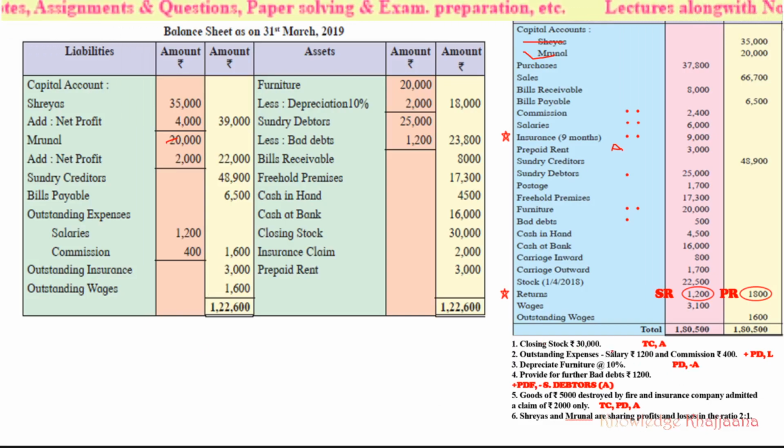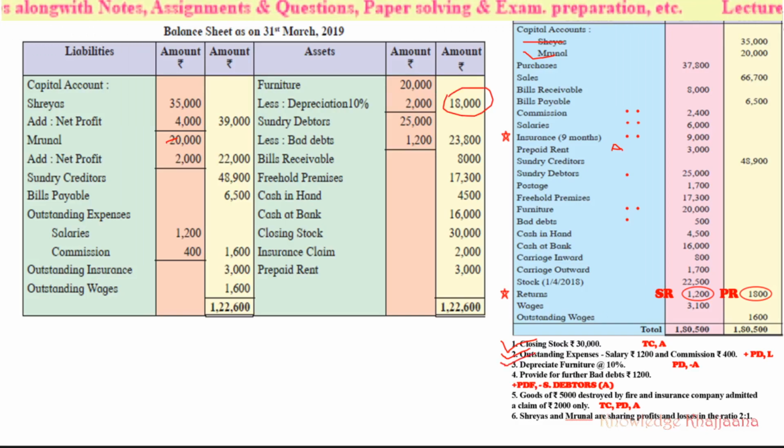Then closing stock, second adjustment, 30,000 will come to the balance sheet asset side. Closing stock rupees 30,000, so its second adjustment also we have completed. Then outstanding expenses, salaries and commission 1,200 and 400, that second adjustment completed. Depreciation on furniture, so 2,000 was the depreciation amount that we have to deduct, and this would be the written down value of the furniture. Provision for further bad debts rupees 1,200, that we have to deduct from the sundry debtors. So sundry debtors less new bad debts.